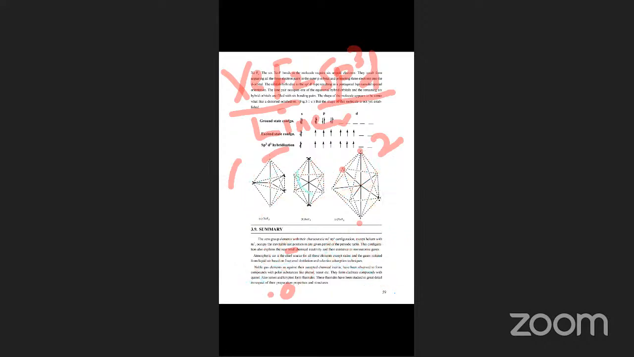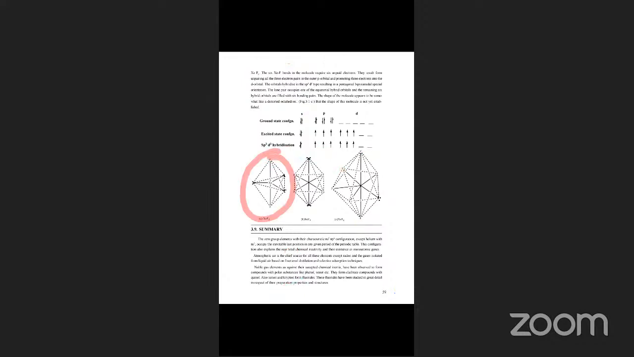Remember these structures. XeF2 has only 3 lone pairs, XeF4 has 2 lone pairs, XeF6 has 1 lone pair. A simple method. These are the zero group elements, the structures of xenon fluorides. Clear?